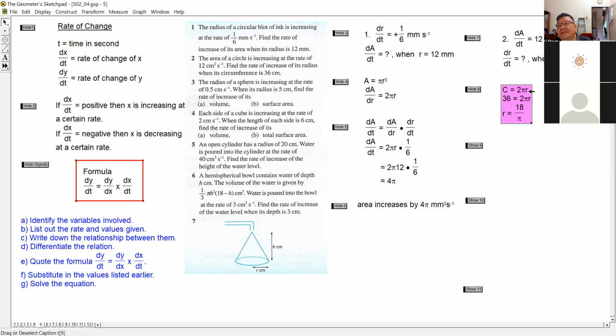So the extra step is this one. Circumference is 2 pi r. So from the circumference, you can find out the radius. 36 is 2 pi r, so r is 18 over pi. Okay, so everything is ready. So what is the next step now?